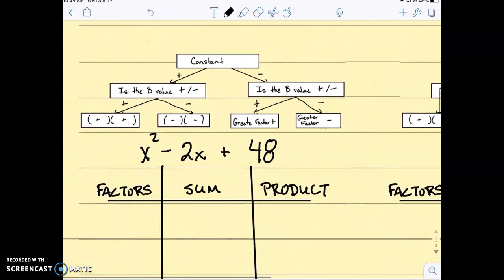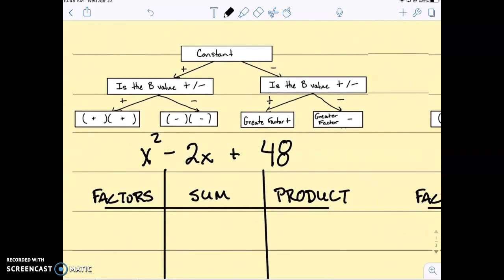What is the constant value? Your constant value is positive 48. Okay, so if my constant value is positive 48, I'm going to follow the positive flow. Is the b value positive or negative?